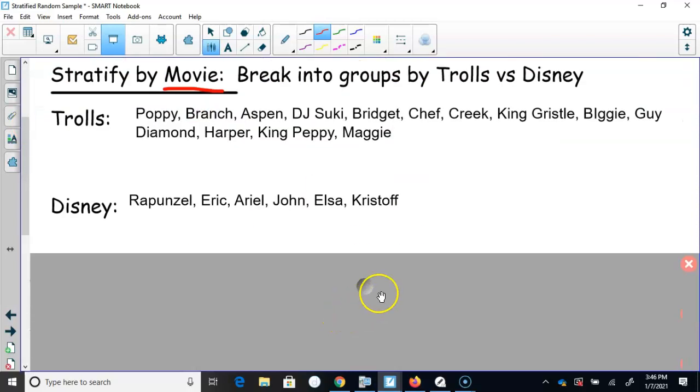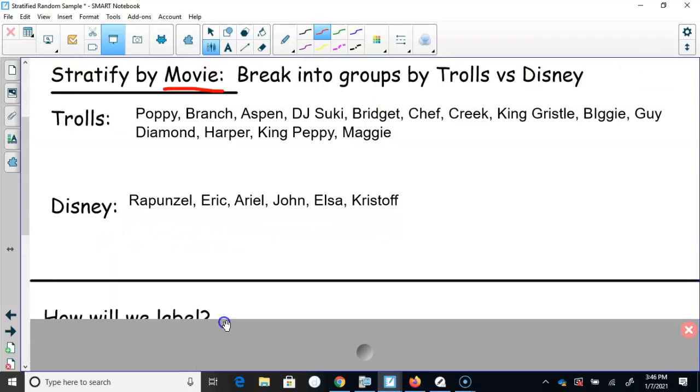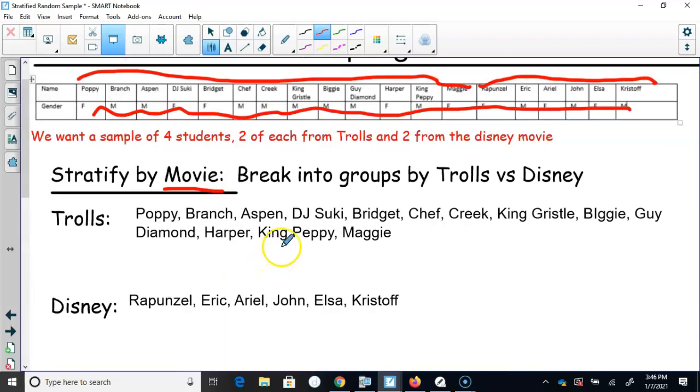Okay, so keep going now, that's the first thing we want to do. We want to talk about how this population is different, and we're going to break them up into groups based on how they're different. So we're looking at the kind of movie that they're in. Next, what we want to do, guys, is we want 2 from each of these groups. So I want 2 people from Trolls and 2 people from Disney.